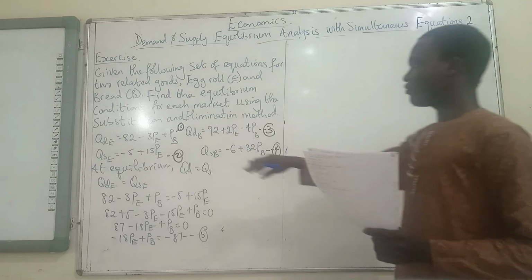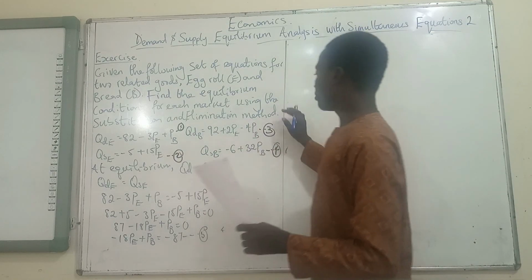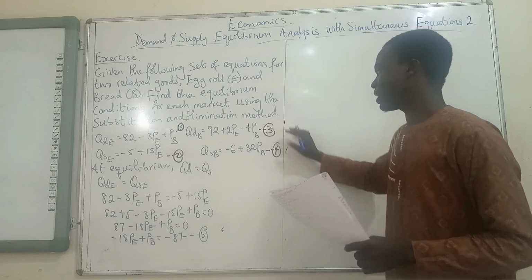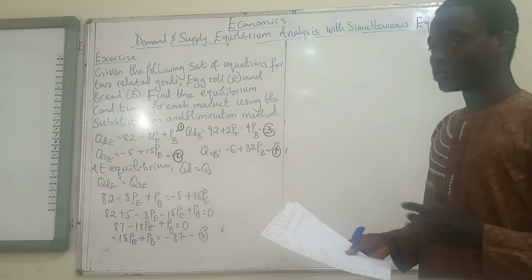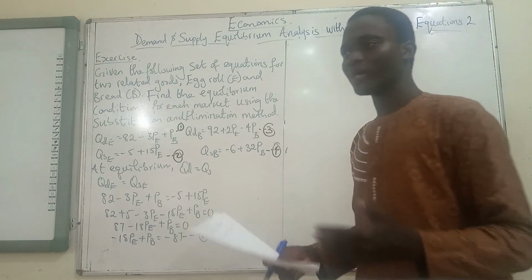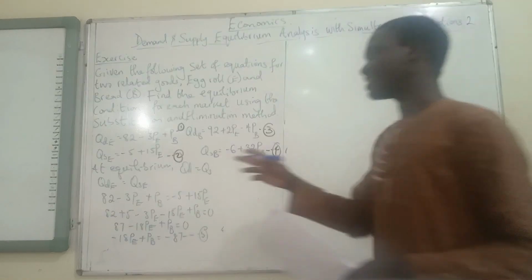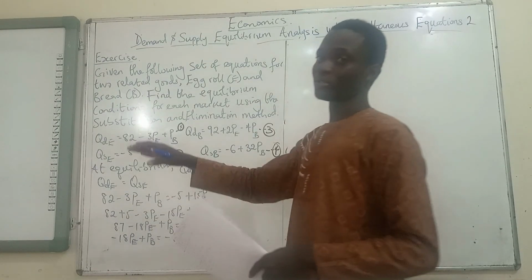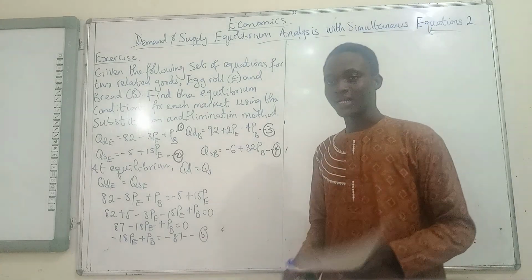So I named them. The first here is equation 1. Its respective supply function is equation 2. For bread, the demand function is equation 3, and its respective supply function is equation 4. Something that we should note is that since we are looking for equilibrium price and quantities, we have to state that at equilibrium, it is very important to state it, because if you don't, quantity demanded is not equal to quantity supplied at every point.